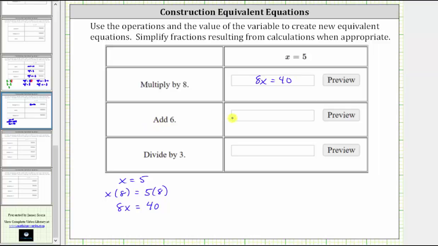The second operation is add 6. So now we take this equation and add 6 to both sides. This gives us 8x plus 6 equals 40 plus 6. Simplifying on the right side, 40 plus 6 is 46, giving us the second equivalent equation of 8x plus 6 equals 46.